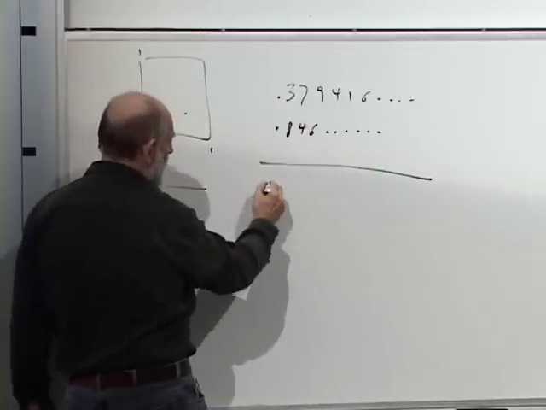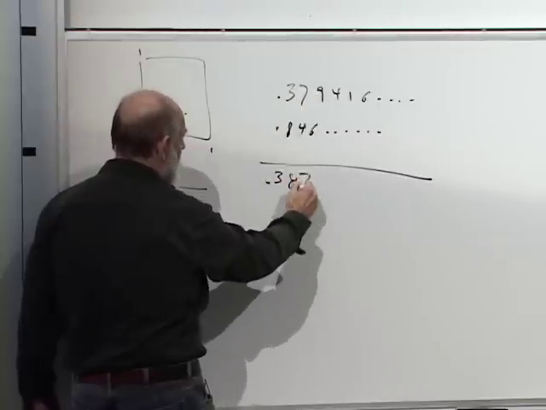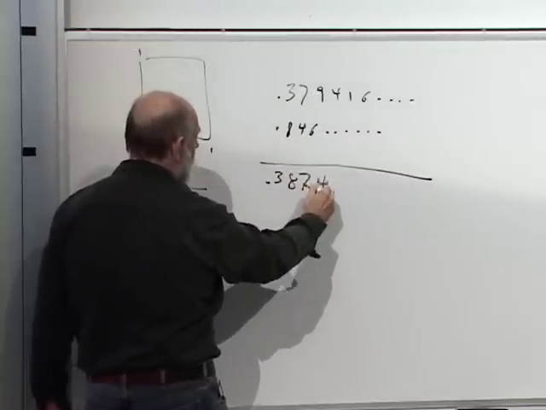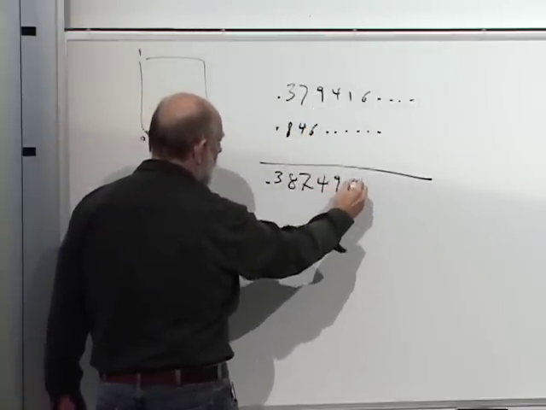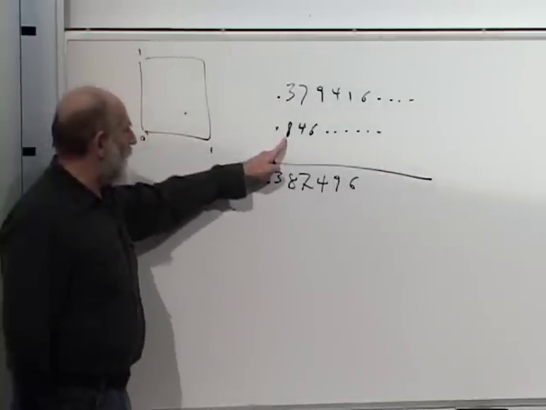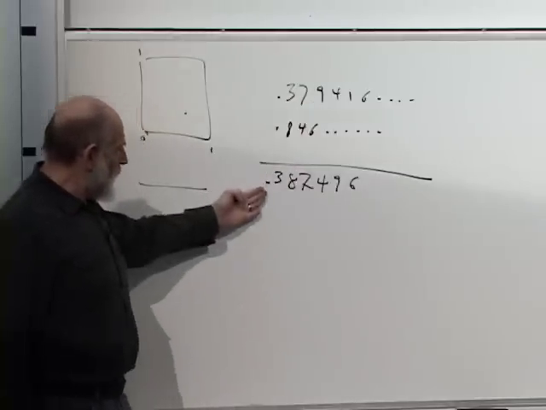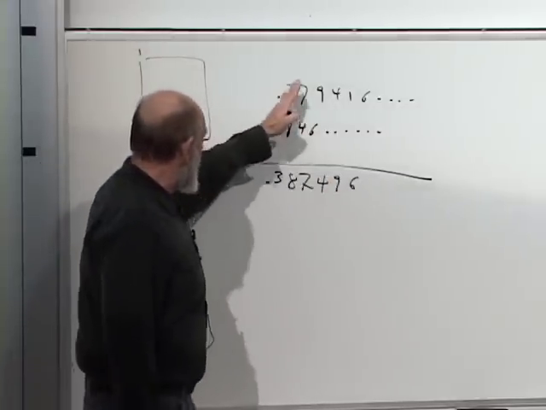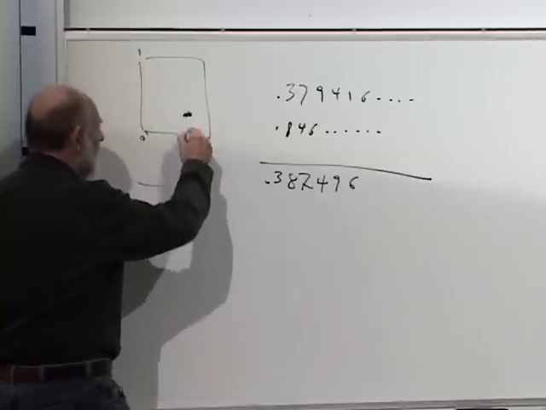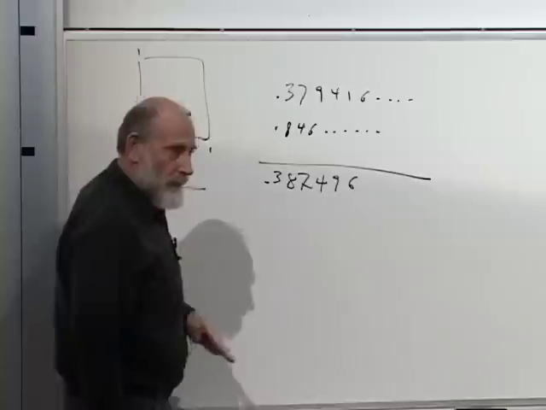So first we pick the 0.3. Then we go down to here, 8. Then we go up to here, 7. Then we go down to here, 4. Then we go up to 9. Then 6. You see what the pattern is. I've taken one from here, followed it by this, up to here, followed by that, and so forth. This is a unique number. Given a point here, there's a unique real number that you can make by this construction.